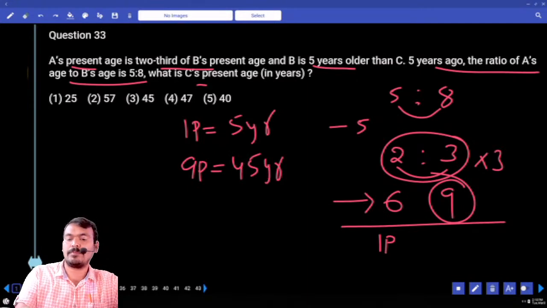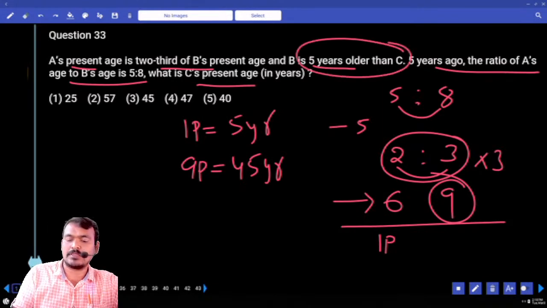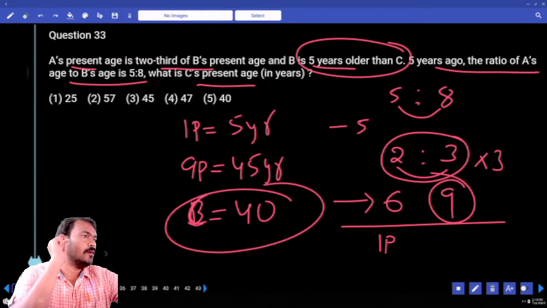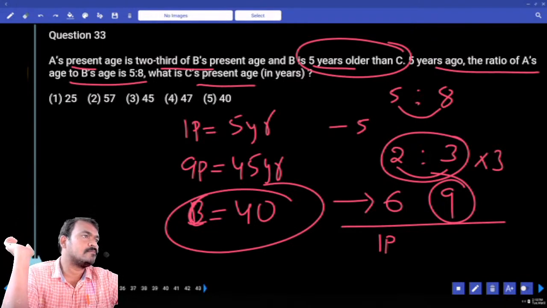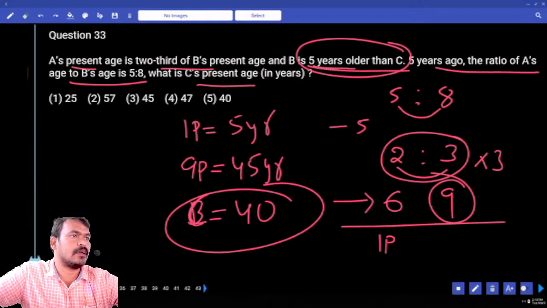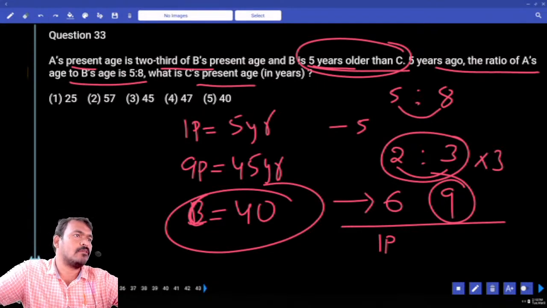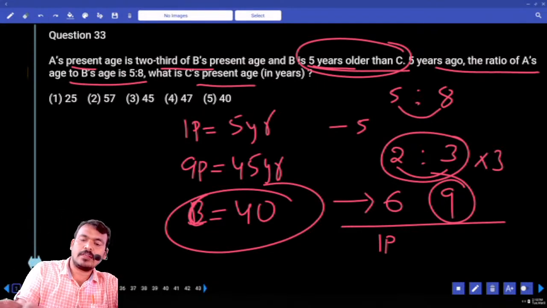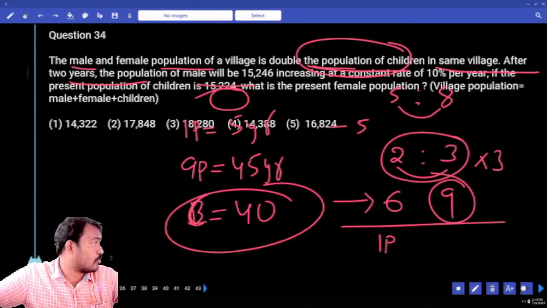But which present age do we require? C's present age. B is 5 years older than C, so C must be, sorry, how many years? 40 years, or not? B is 45, then C is how much? 40, or not? B is 5 years older than which one? C. Already B's value is 45, so C must be 40, or not? 40 or 45? 40.